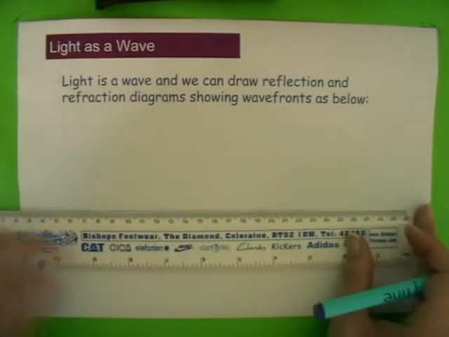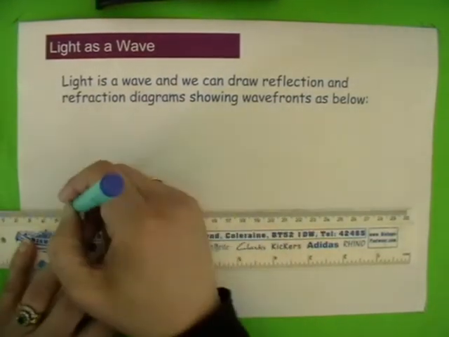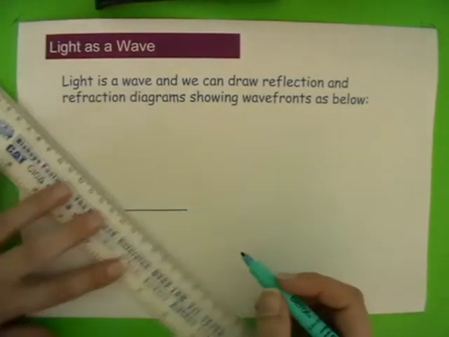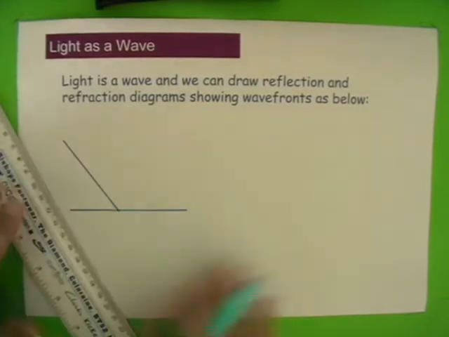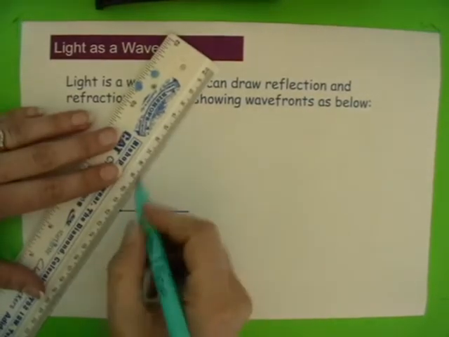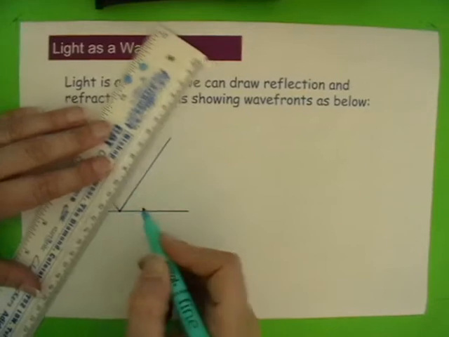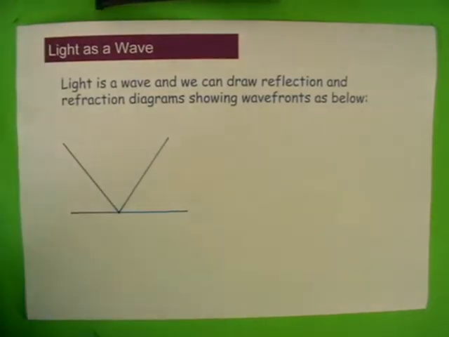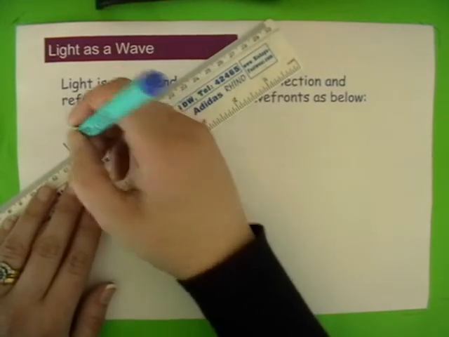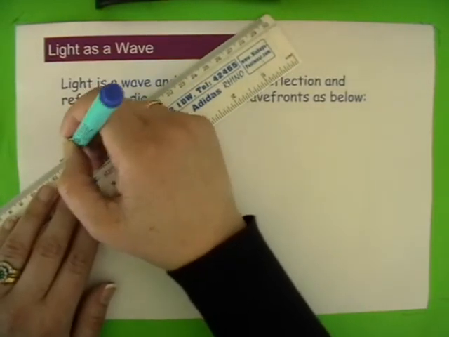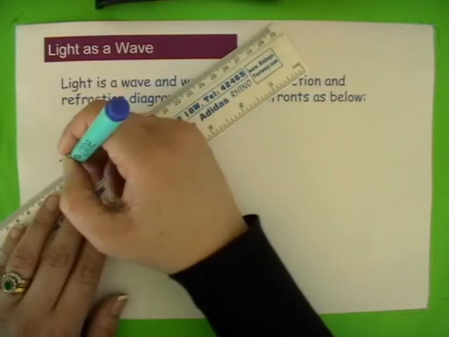So if we draw a surface for the mirror, and we can draw a general, this arrow shows the general direction. Now this won't be accurate because I'm not using a protractor. So this is our general direction, but we know that the wave fronts are perpendicular to the direction of travel of the wave.